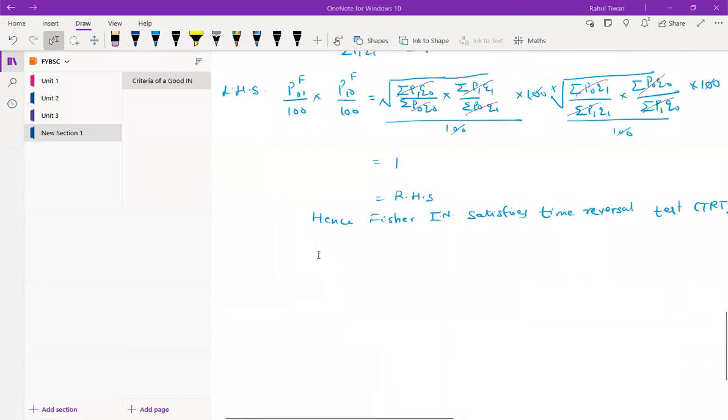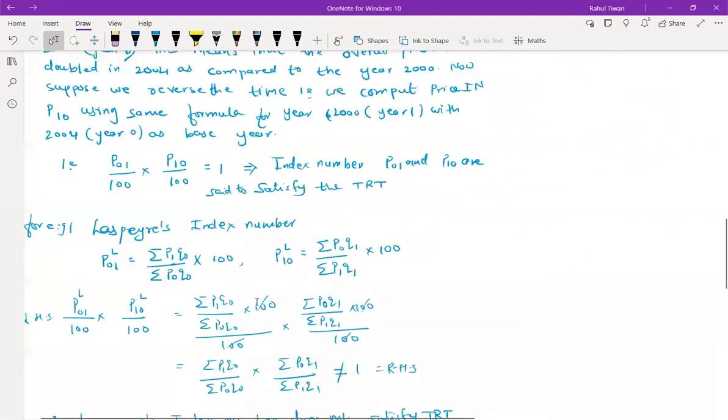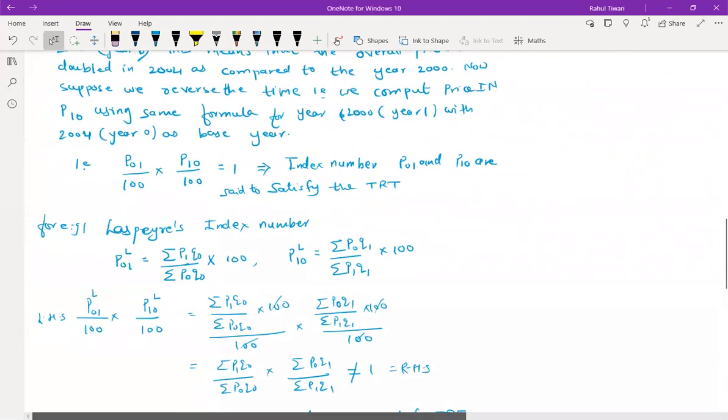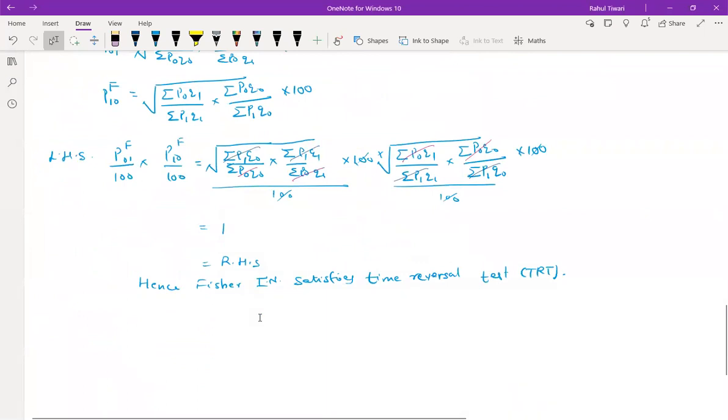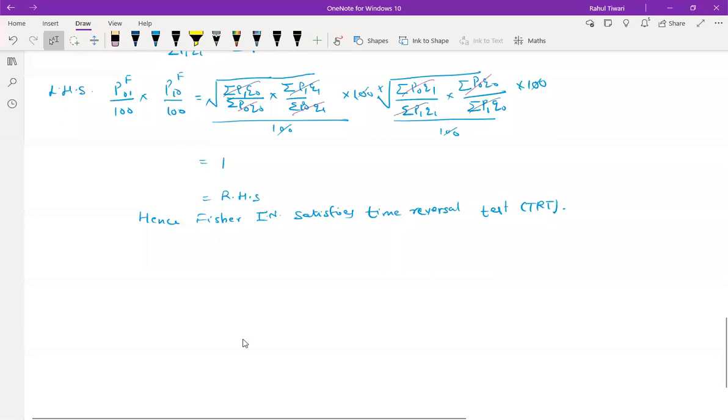So let's go to the next part, which is basically, as I said, there are 2, 3 methods to be checked for the good criteria. So this was the first method, which we talk about in terms of time. Similarly, we have another, which is also known as factor reversal test. You can call the second method the factor reversal test.